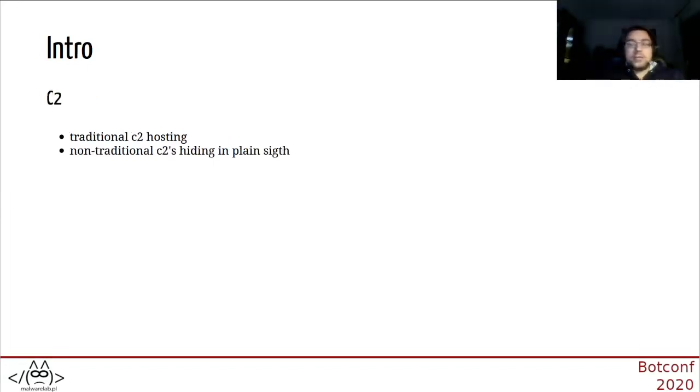And for C2s, obviously, we can host just regular C2s, like some crappy PHP scripts on various free hostings or various BaaS platforms. But something attackers have started using is creating non-traditional C2s, like using metadata of a cloud service or files hosted on the cloud service itself to hide communication in plain sight.